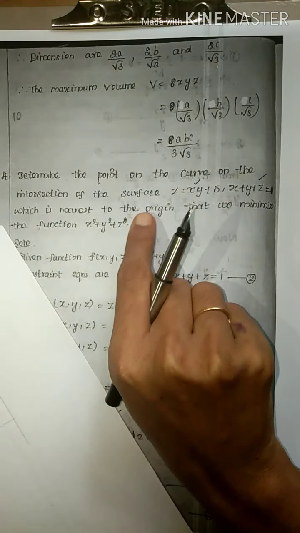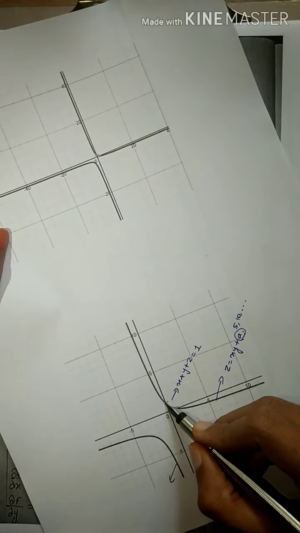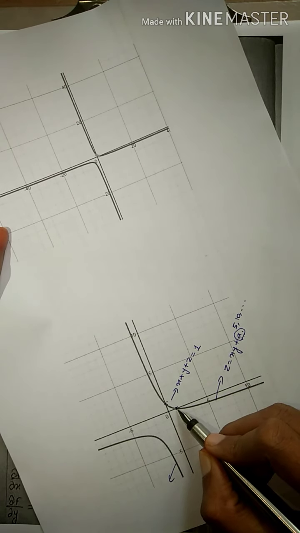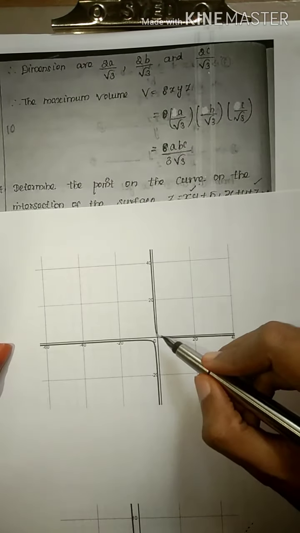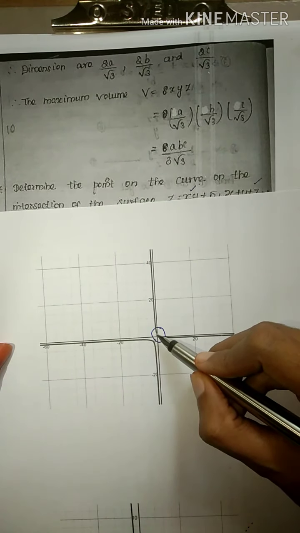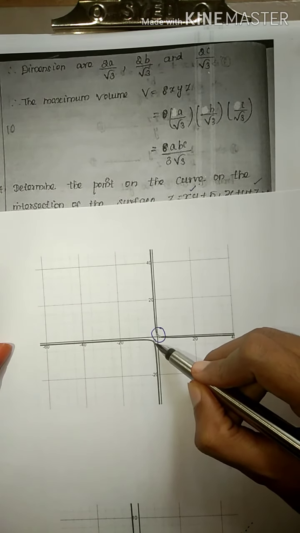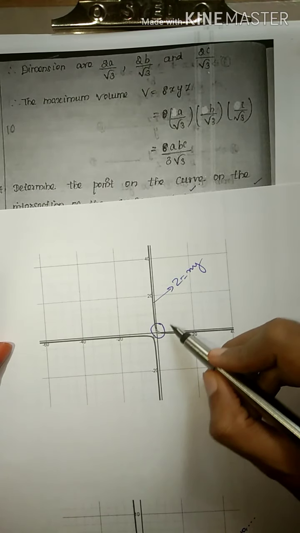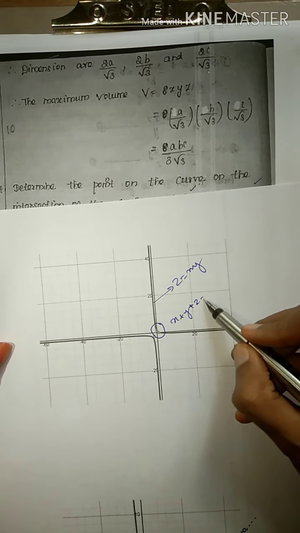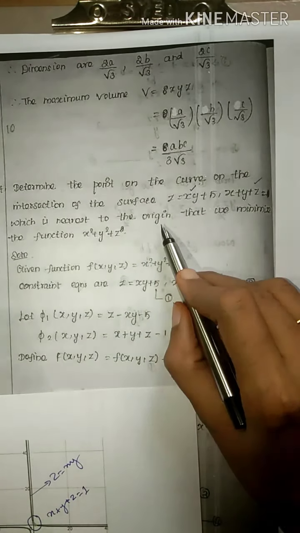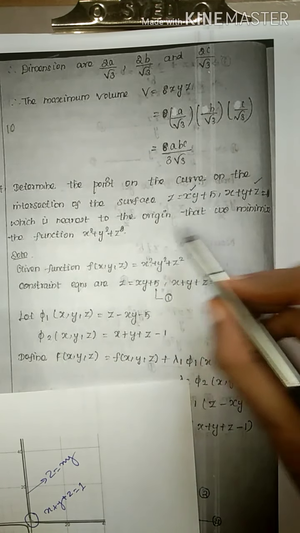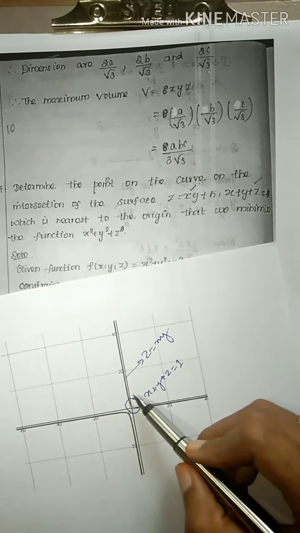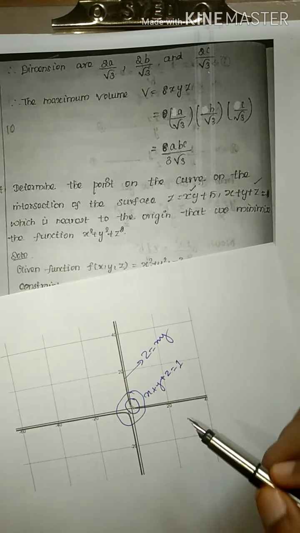Now, which is nearest to the origin? See, these 2 points are nearest to the origin. When you zoom out, these 2 points will look somewhat enlarged. When you zoom in, you can see that these 2 points become nearest to the origin. So this is z equal to xy, and these 2 points relate to x plus y plus z is equal to 1, which is nearest to the origin. Now we have to minimize the function x square plus y square plus z square at this point.